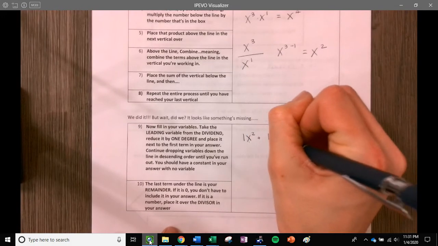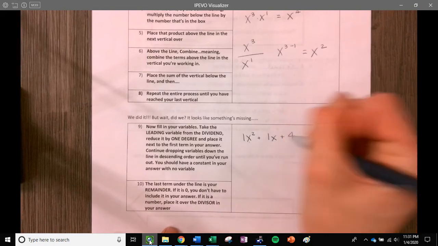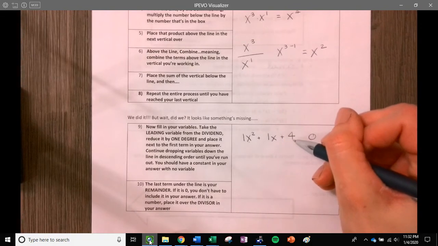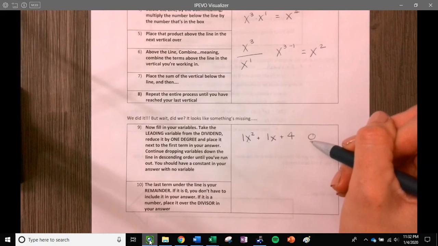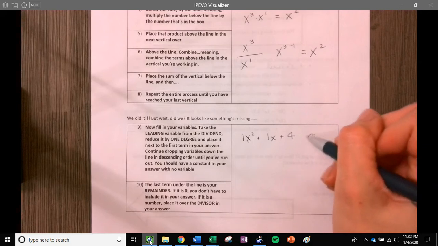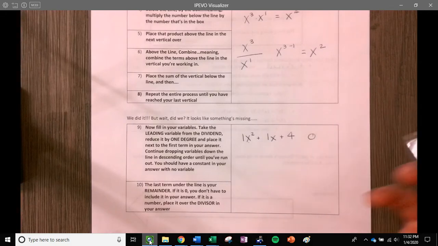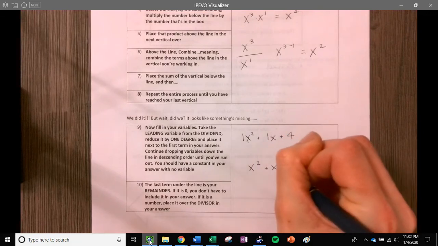Next over, I'm going to put a single x, an x to the first. My 4 is my constant term, and the last term is going to be the remainder. Luckily, our remainder is 0, which means we don't have a remainder. Our answer is just x squared plus x plus 4.